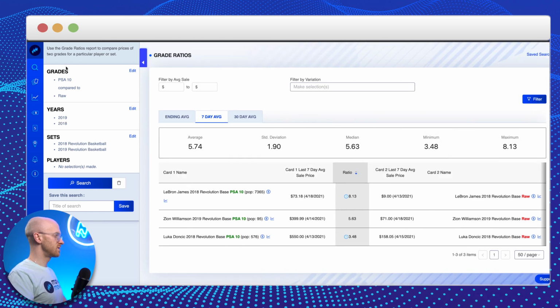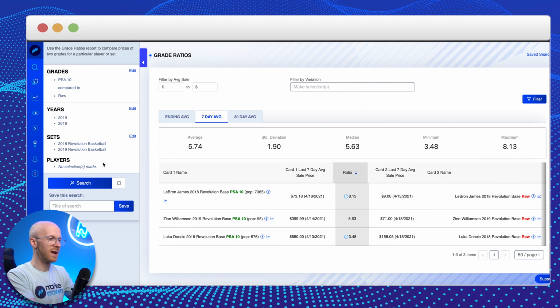So again, grade ratios. This time I'm doing PSA 10 to raw. I'm doing 2019 and 2018 Revolution basketball. And the reason I'm doing Revolution is that I know Revolution historically, and in those years, has a really high gem rate. Optic and Contenders Optic, absolutely brutal.